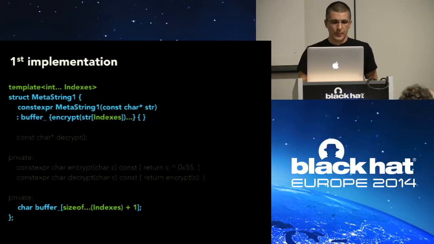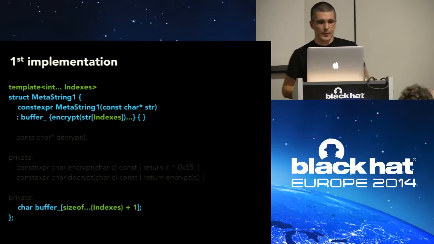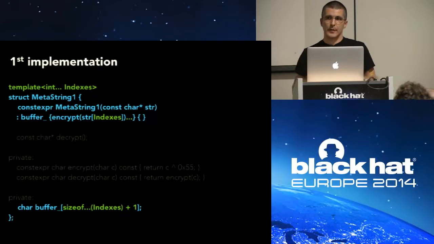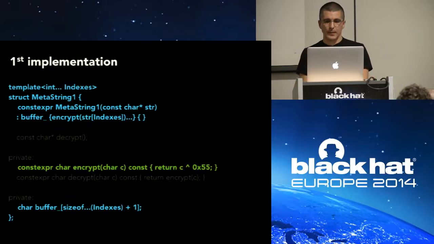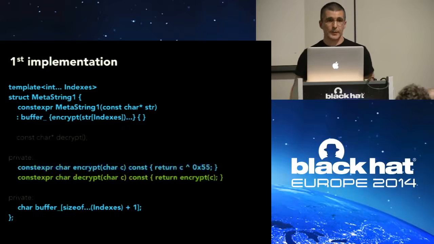In C11, you also have an operator sizeof with three dots. It gives you the length of the list of indexes. And I put +1 to store the null byte at the end to terminate the string. For my first implementation, I will use a very simple encryption, obfuscation. I just make a XOR with a hard-coded value, 55. And the decryption is exactly the same since it's a XOR.